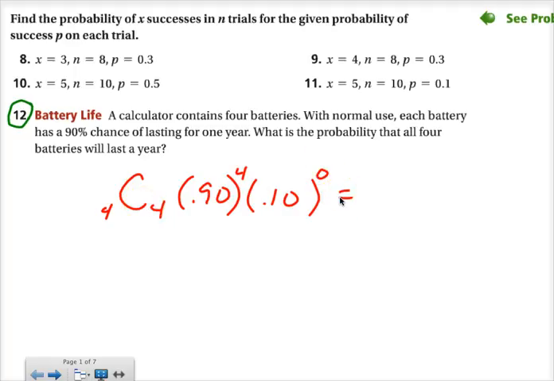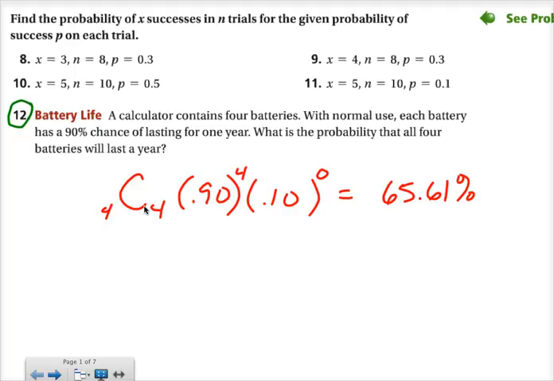And because all 4 of them happen to last for the whole year, none of them were failures. So you would go ahead and punch that one into your calculator, and just to save time here, so that I'm not spending the whole time punching these in, that's about 65.61%. So again, just carefully punch those in. Use Pascal's triangle for this if you want to too.